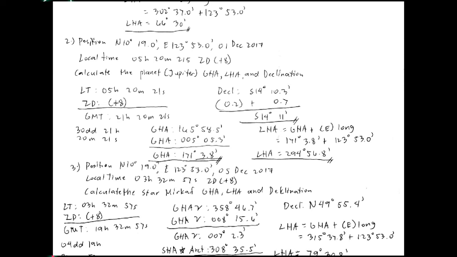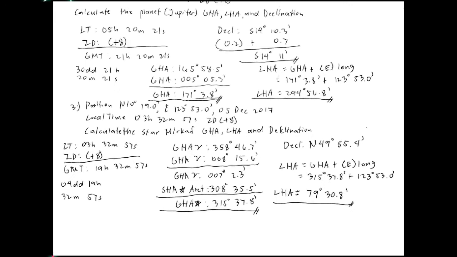For the LHA, we will still use the formula GHA plus easterly longitude. So we have 171 degrees 3.8 minutes plus 123 degrees 53.0 minutes. We will have the LHA of 294 degrees 56.8 minutes. Lastly is the third scenario.